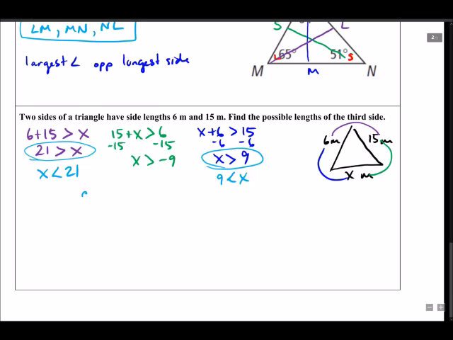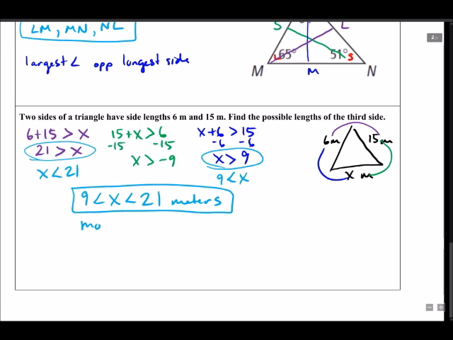We take our small number, 9, we know is less than x, which we know is less than our big number. And these are in meters. So we know that we need a side that is more than 9 meters and less than 21 meters. So that's easy enough. Looks hard to do, but it's really not even a lot of work. Those are very simple equations. You solve inequalities just like you solve an equals problem.